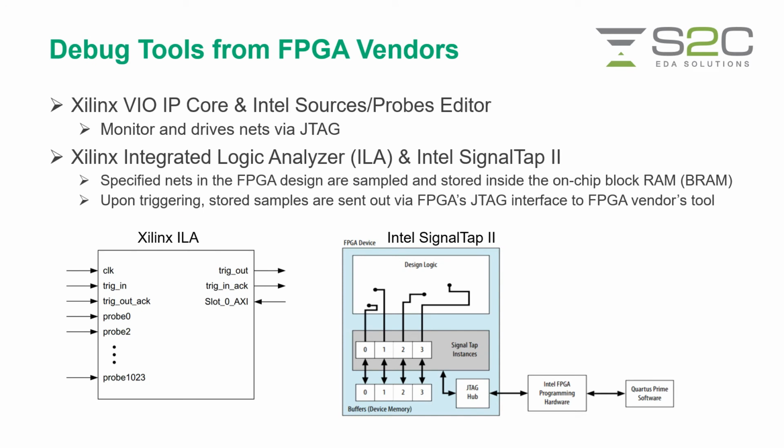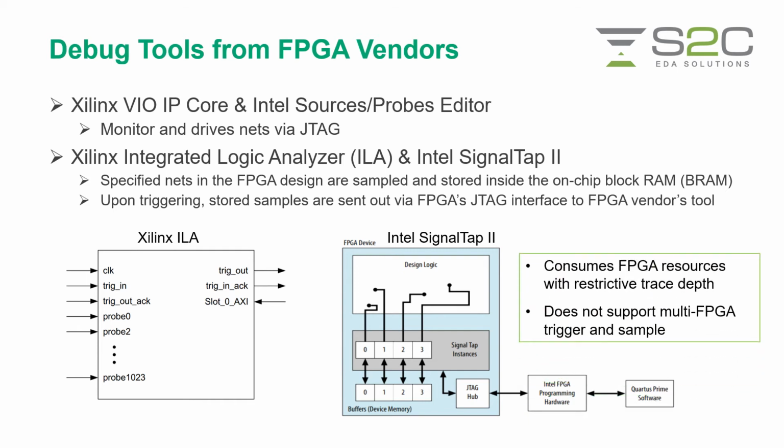FPGA vendors also provide signal-level probing tools in their software. Both Xilinx and Intel offer solutions such as VIO IP Core and Sources and Probes Editor to monitor and drive nets via JTAG. Both vendors also offer embedded logic analyzers such as ILA and SignalTap II, which sample the nets you want to capture and store them in FPGA's on-chip RAM blocks to be read out over JTAG. Embedded logic analyzer is great for single FPGA debugging, but when it comes to FPGA prototyping, not only does it consume valuable FPGA resources and have quite limiting trace depth, it is also very difficult to debug multiple FPGAs.